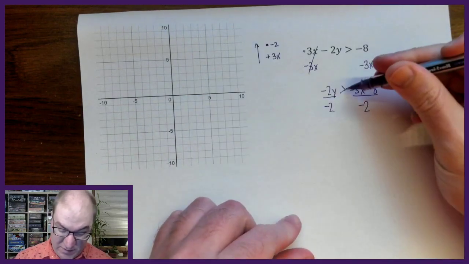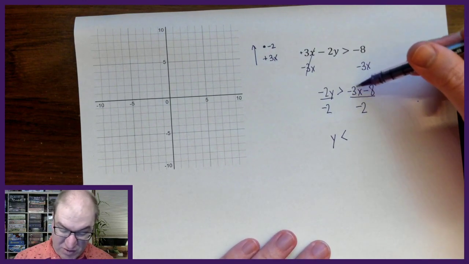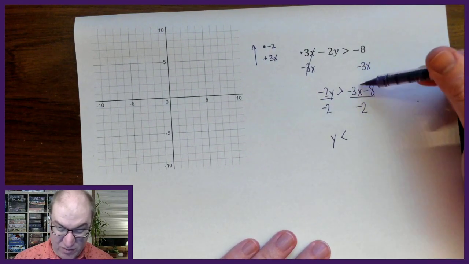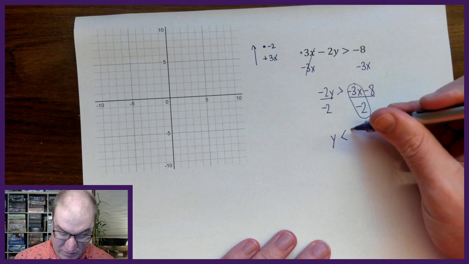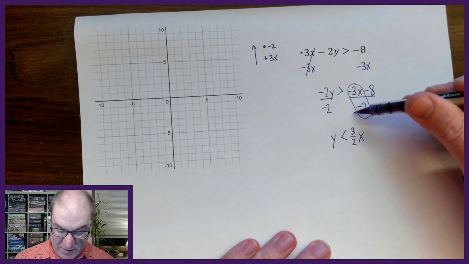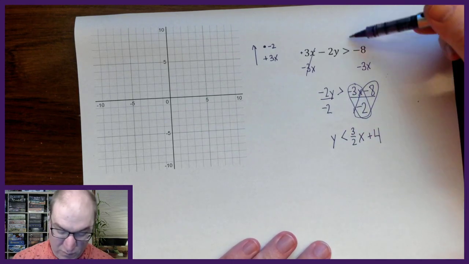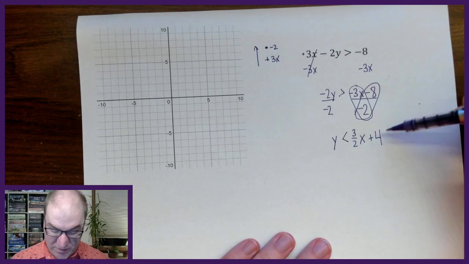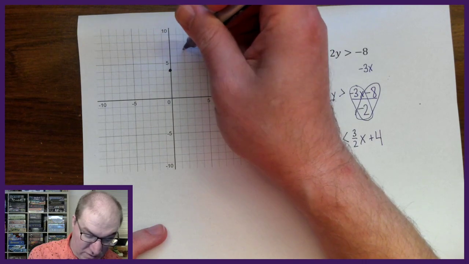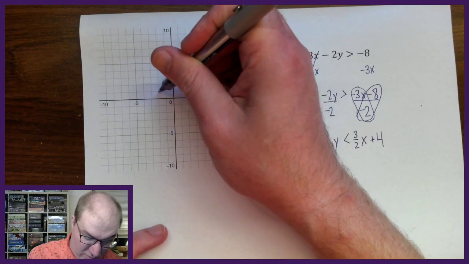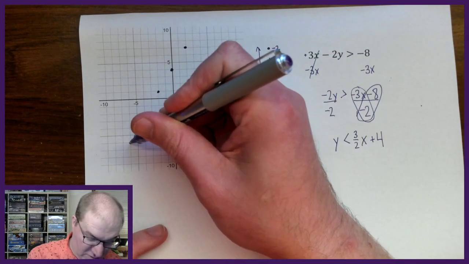So this inequality is going to end up looking like that. And then let's make sure we divide everything by negative 2. There's two terms here, right? Negative 3 divided by negative 2 is just 3/2 x. And negative 8 divided by negative 2 is positive 4. This is the inequality rewritten in slope-intercept form. So let's do a y-intercept of 4. Let's do a slope of up 3 and over 2. Down 3 over 2, down 3 over 2, down 3 over 2. That's enough points.